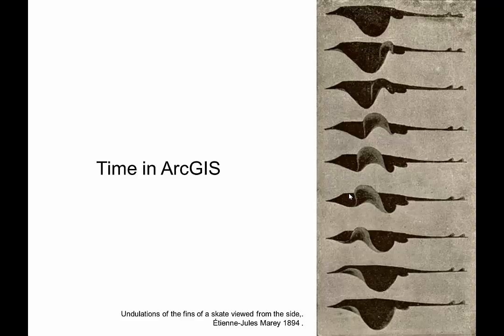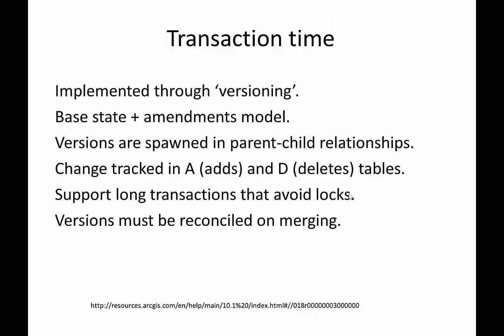Right, quickly, time in ArcGIS. Transaction time has a system called versioning, which is a base state plus amendments model that tracks these additions and deletions to tables. Transaction time in GIS is quite important for certain things.